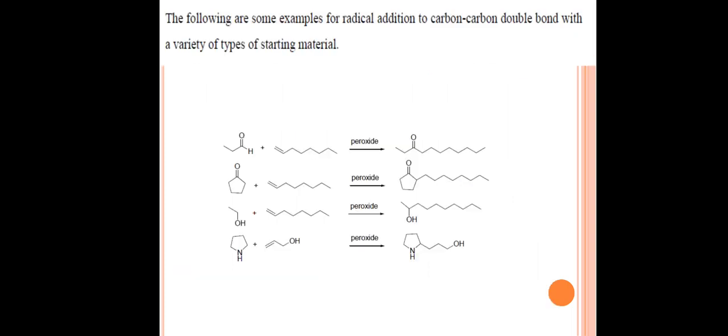The following are examples of radical addition to the carbon-carbon double bond with a variety of types of starting material, and all these reactions take place in the presence of peroxide.